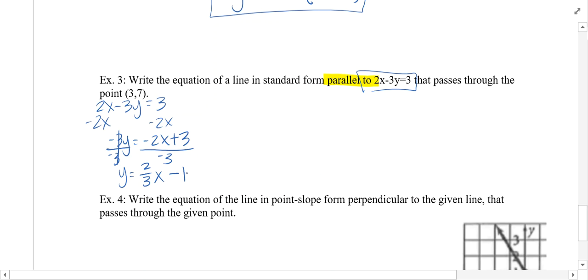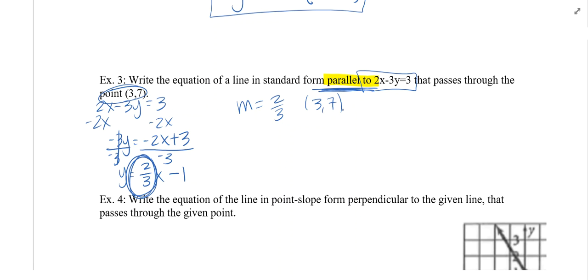So out of that, we really just want the slope, okay? And in this case, we want it to be parallel. So parallel means the same slope. So we want to use this slope, the 2/3. The slope is 2/3, and the point they gave us is 3, 7. So you can get this in slope-intercept form, point-slope form, whatever you want, but then we're going to have to get it in standard form.